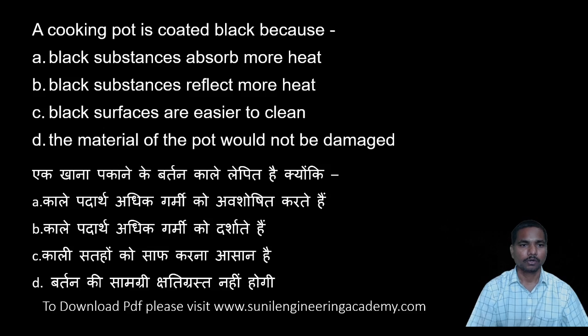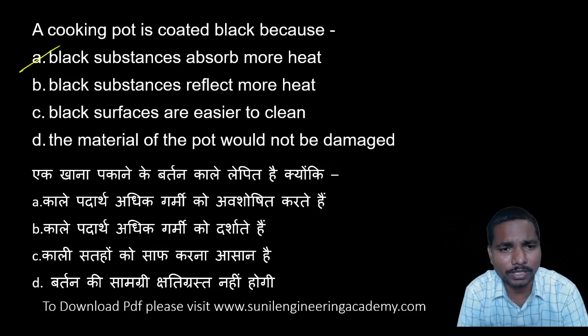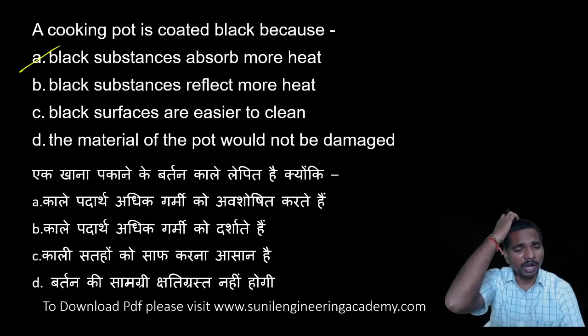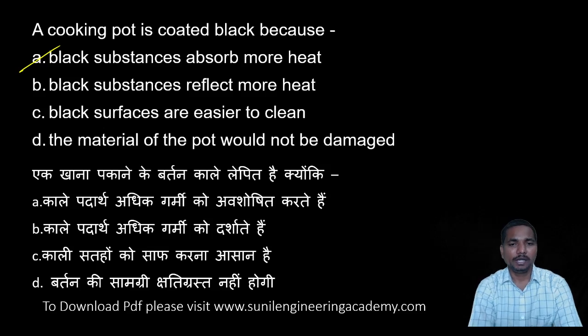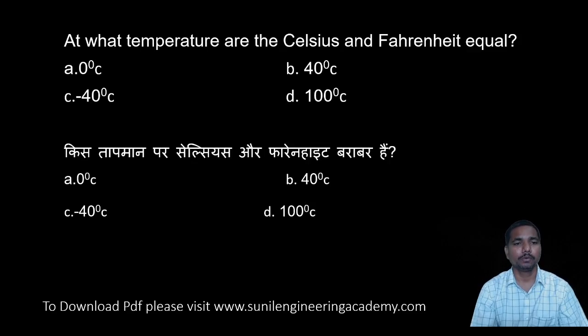Okay. A cooking pot is coated black because why? Because black substances absorb more heat. That's why you can observe in the summer, if you wear a really dark colored shirt or pant, whatever it may be, we feel very hot. You can observe this in the summer. Okay. So black substances absorb more heat.